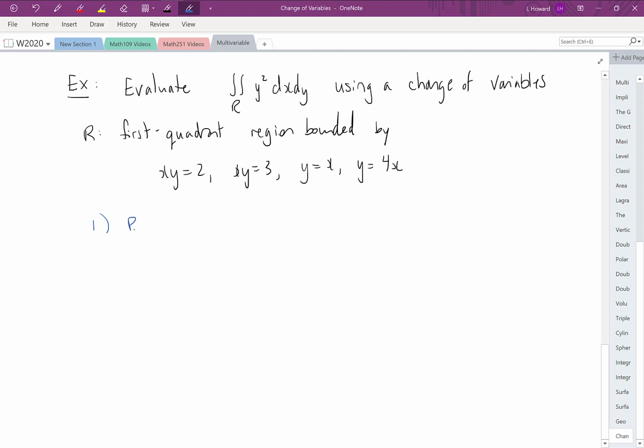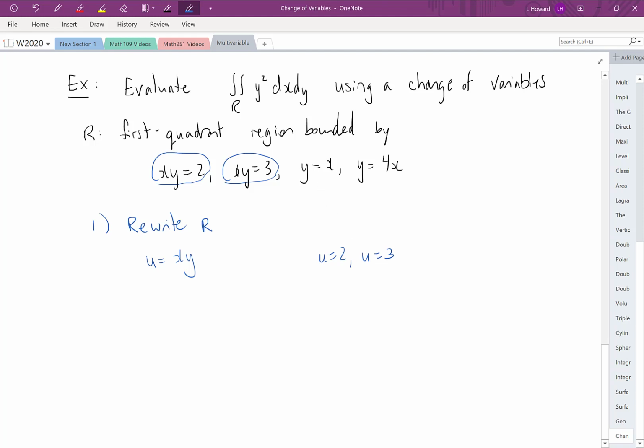First thing we're going to do is rewrite our region R. Let's look at these boundary curves here. Two of the curves involve xy equals something. These curves would become a lot simpler if we just renamed xy. Let's call that u, for example. If we said u is equal to xy, then our curves become u equals 2, u equals 3. So that certainly looks a lot nicer.